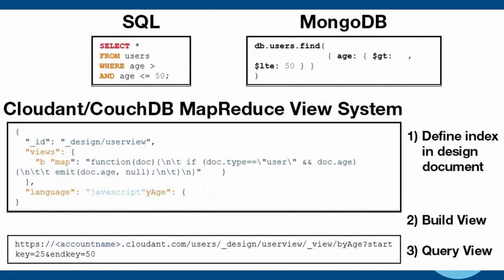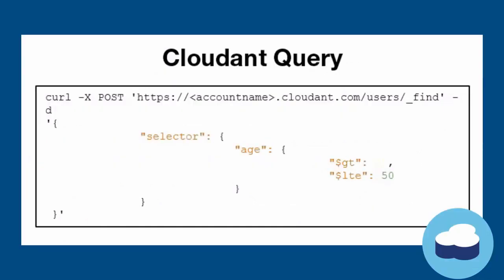Here you see a comparison of equivalent queries using SQL, MongoDB, and Cloud. The Cloudent example is using a secondary index using MapReduce. The query shows how to find all users between the ages of 25 and 50. Then there comes the Cloudent query example. Here we have the curl example.